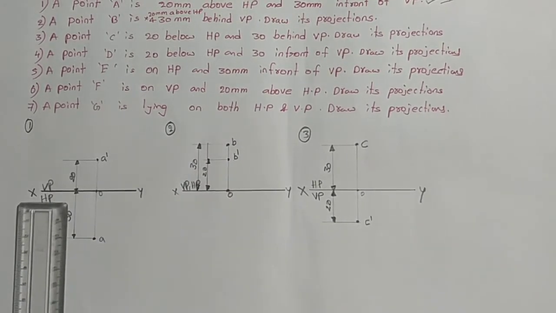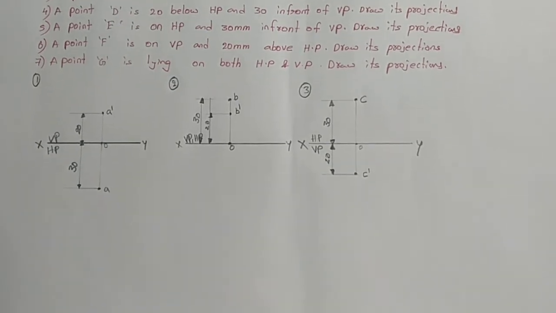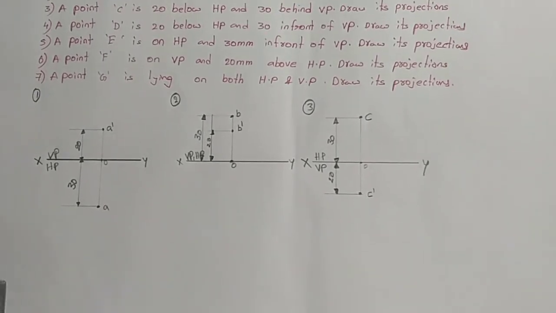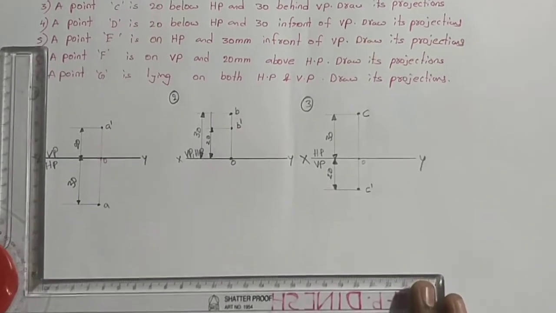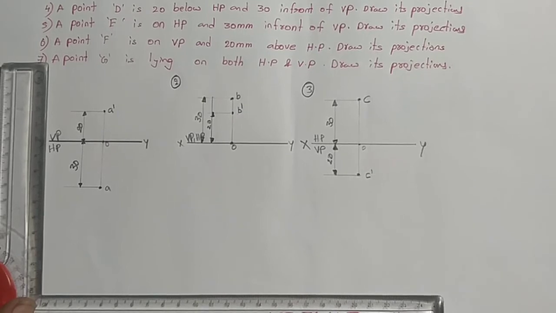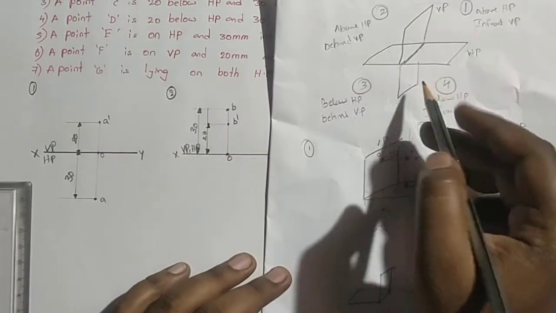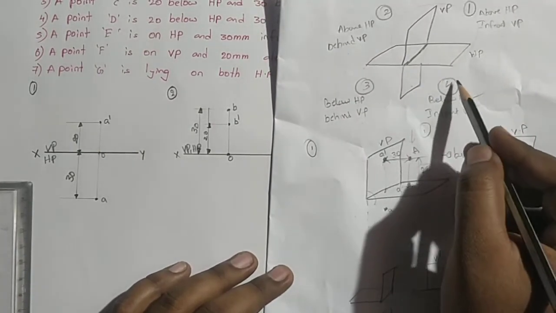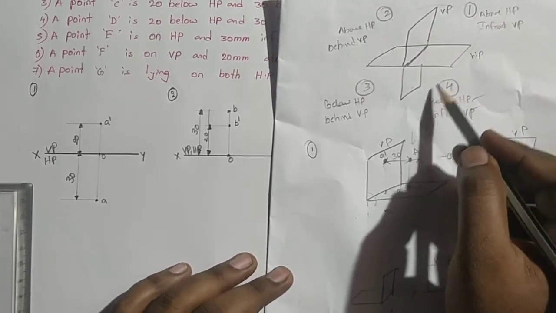Next, coming to the fourth condition. Here in the fourth condition the problem states that a point D is 20 mm below HP, 30 mm in front of VP. Below HP and in front of VP. Below and in front means it is the fourth quadrant. Based on the condition, first we need to identify the quadrant.